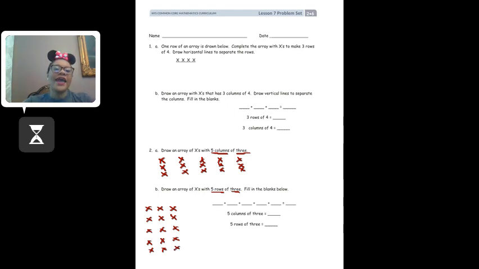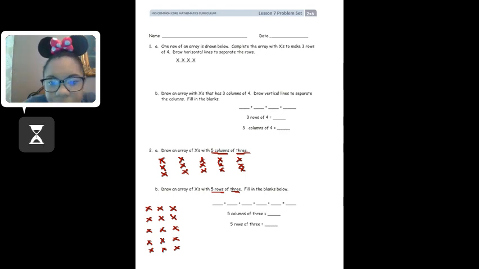Now, in letter A, we had 5 columns with 3 X's in it. But in letter B, we had 5 rows with 3 X's in each row. So let's look at our repeated addition equation. Now, if we look at this repeated addition equation, it has 1, 2, 3, 4, 5 blanks. So we have to figure out, are those 5 blanks going to represent 5 columns or 5 rows? That's right. It could be either one. We could do 5 columns or we could do 5 rows. Either way, there's going to be 3 X's in each column or 3 X's in each row.